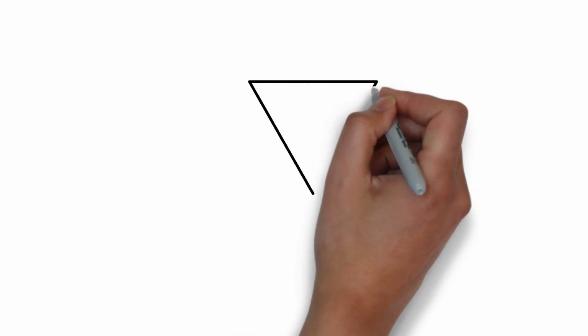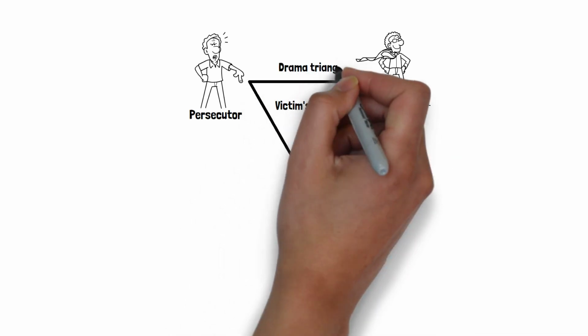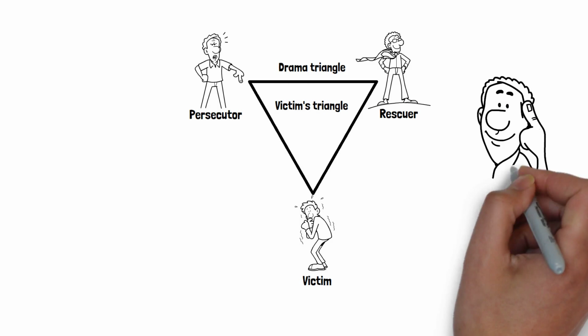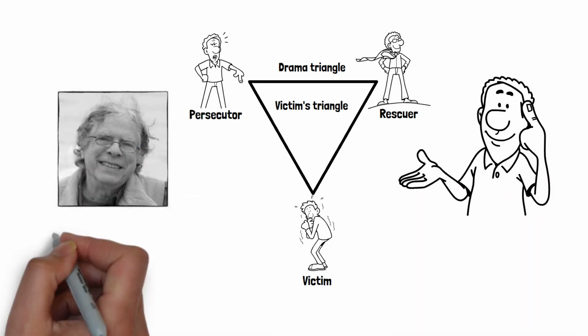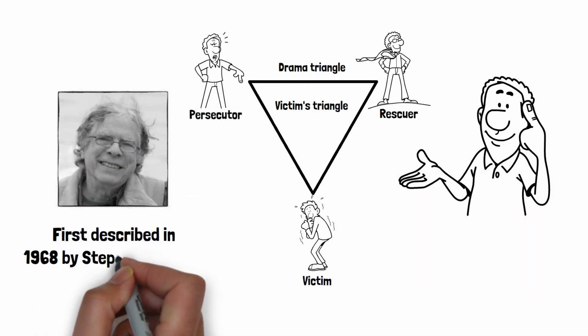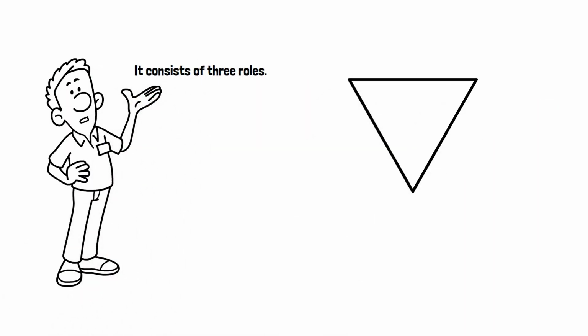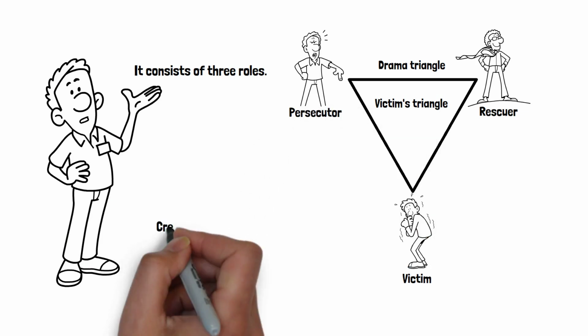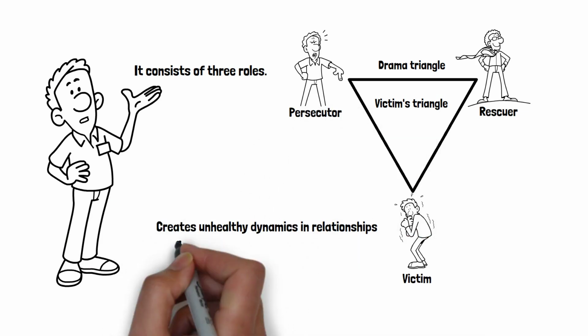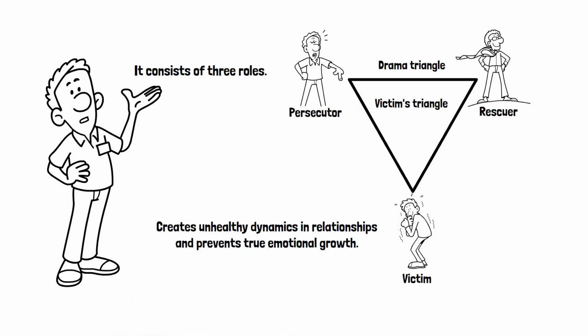The victim's triangle, also known as a drama triangle, is a psychological concept that explains the roles people play in conflict, first described in 1968 by Stephen Karpman. It consists of 3 roles. Each role, victim, rescuer, and persecutor, creates unhealthy dynamics in relationships and prevents true emotional growth.